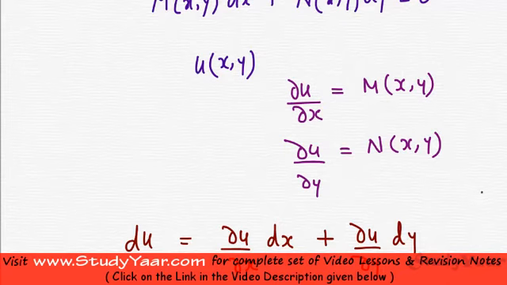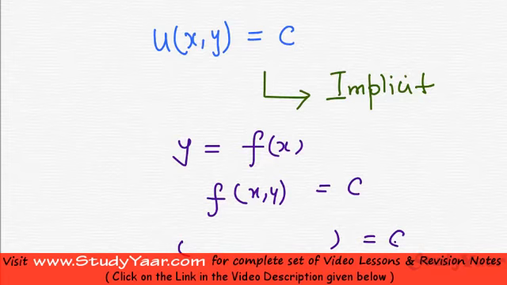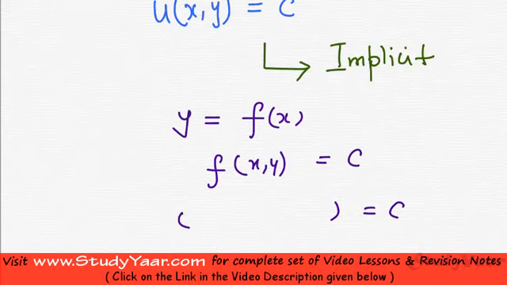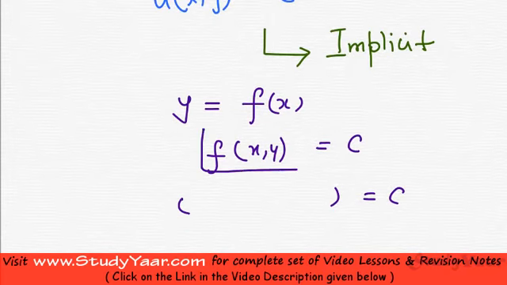We call this an implicit solution because we are not getting y as a function of x; rather, what we have is f(x,y) as a constant. We are not getting an explicit expression of y, rather we are getting an expression of x and y, which basically equates to a constant. So we could solve this implicit solution to arrive at an explicit solution.